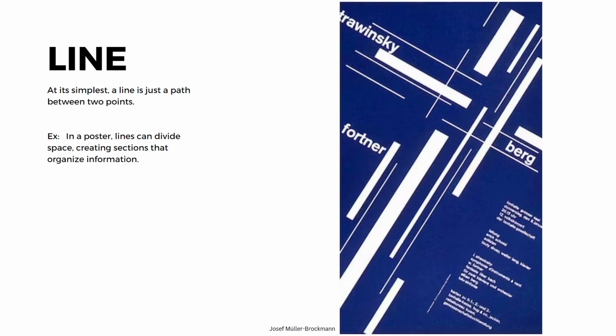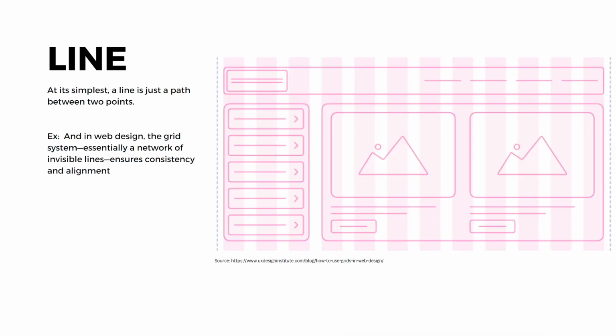And that's what we're doing also in our design work. We're trying to guide the viewer from point A to point B to point C and so on. So within the design, in this case, the poster, these lines can divide the space, and it's going to help create sections that organize the information and make it easier for the viewer to parse. If it's in web design, it could be a grid system. And the grid system is these invisible lines that give structure to any of our pages. And this helps to maintain a consistency and alignment throughout the site.